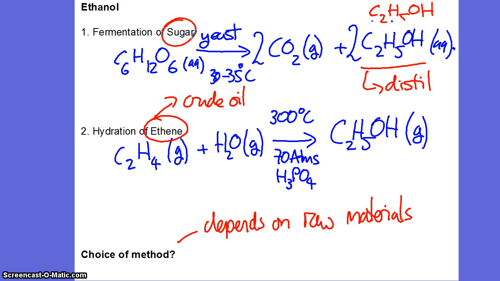You may also talk about the kind of technology involved. Producing ethanol by fermentation is fairly low tech. It's the kind of thing you can actually do on a small scale at home. Whereas this second method requires 300 degrees Celsius. It requires 70 times atmospheric pressure, which is a huge pressure. So this might not be suitable. You need to consider the pros and the cons of each method of making ethanol.